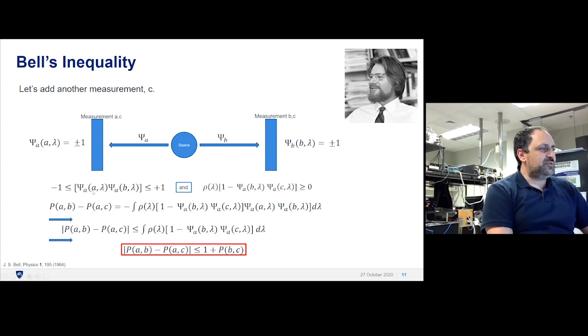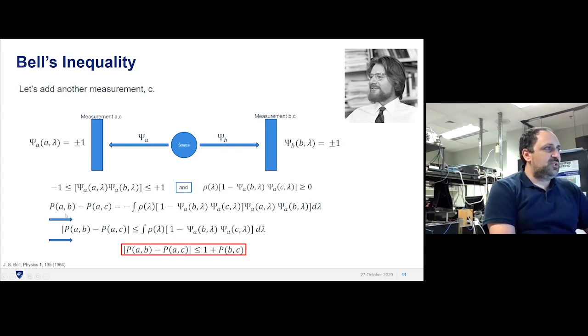We know that the measurement at A with respect to A and then B, that product is bounded. It has to be less than 1 and it has to be greater than minus 1, because of how we constructed it, we're measuring the spin up or spin down. It could have some angle, and that's why it's between +1 and -1. And so then we also know that this product has to be greater than 0.